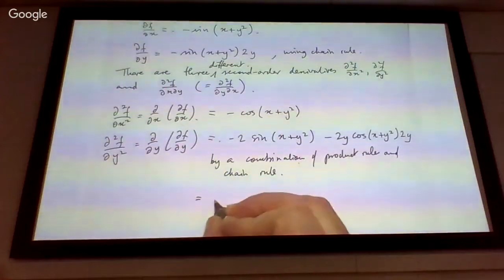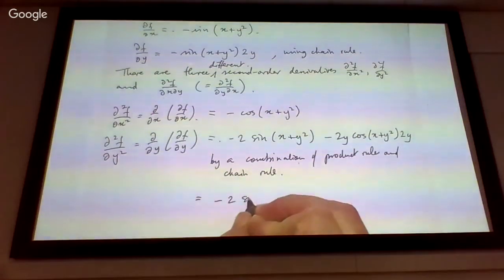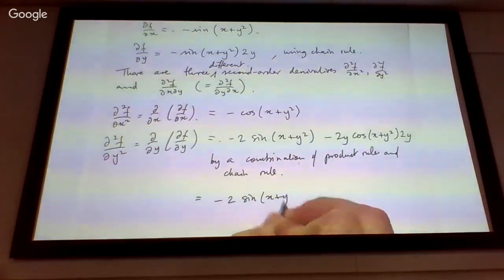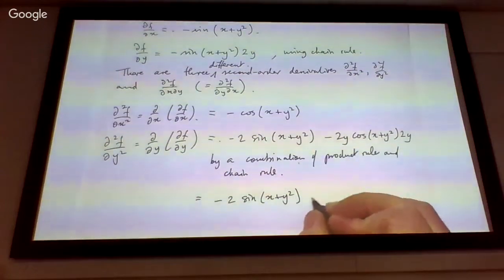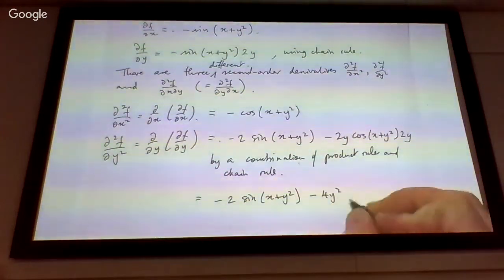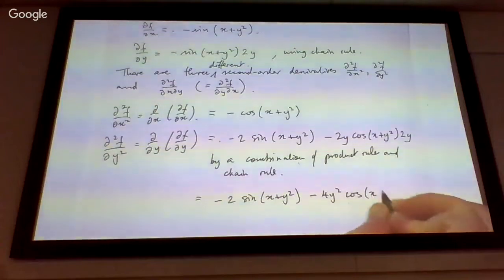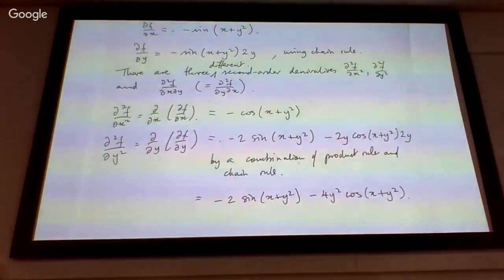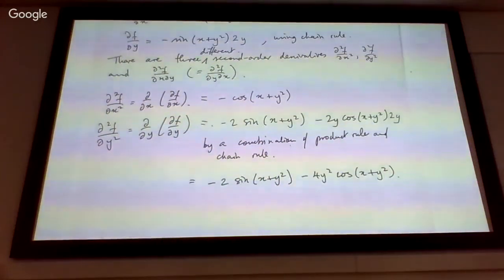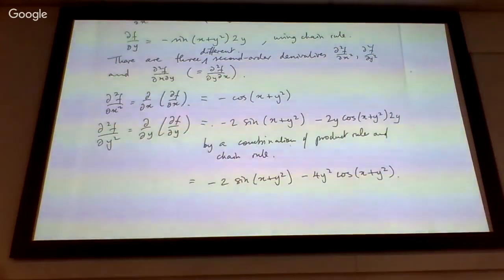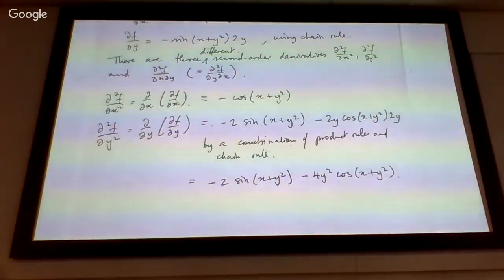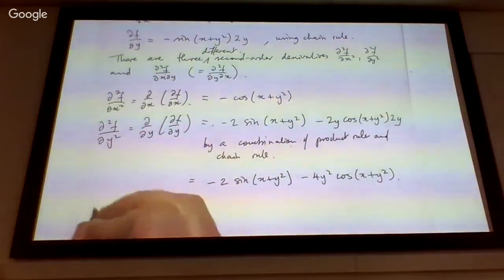And maybe just tidy that up a bit, so it's minus 2 times the sine of the bracket minus 4y squared times the cosine of the bracket. And just remember to double check you're handling your positive and negative signs correctly and accounting for all of those. Okay, so now we just have the third mixed second order partial derivative to take.